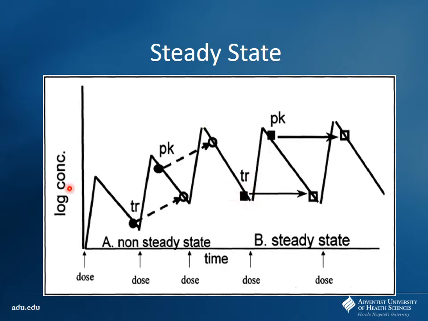If you check it too early and, for instance, check the trough after the first dose, it's going to be too low, and you may adjust your dose to give it more frequently or at a bigger dose. When you get to a new steady state, you're going to be too high and you're more likely to see toxicity.